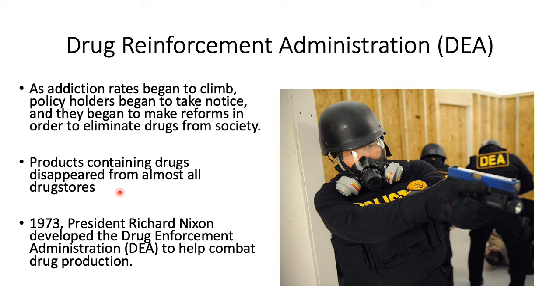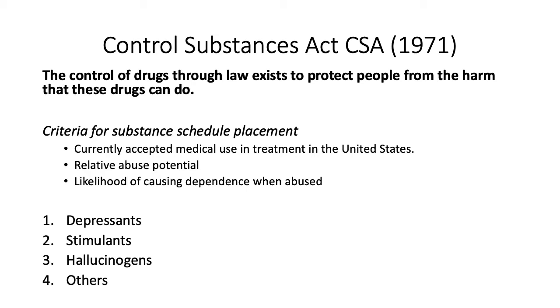And so, back to the story. In the 70s, politicians started to take notice of this drug abuse, and President Richard Nixon came up with the DEA, which is the Drug Enforcement Administration, to basically help combat the use of drugs and also the distribution of them. The government came up with the Controlled Substances Act, which is basically a set of laws to help control the use of drugs and to protect people from harming themselves and what these drugs can do.